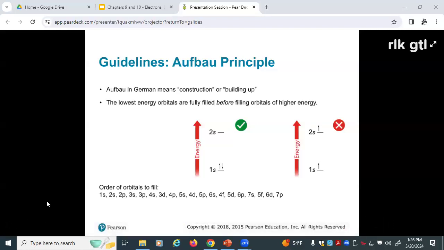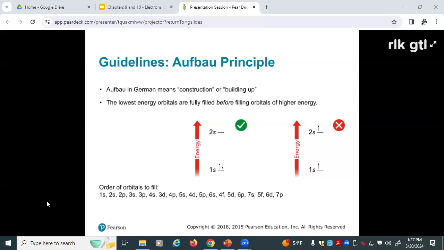So, some general context, some things that can help us as we're building up our electron configurations. One of those things is something called the Aufbau principle. You don't need to know the name necessarily, but you need to know the concept. The concept is simple. Electrons go from low energy up to higher energy. We always start low and work our way up. And so because of this, there is an order to how those orbitals are going to fill up.